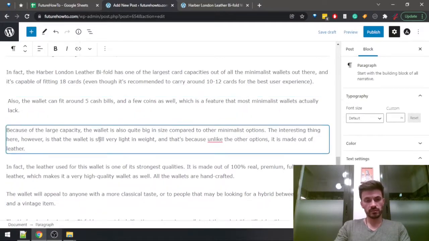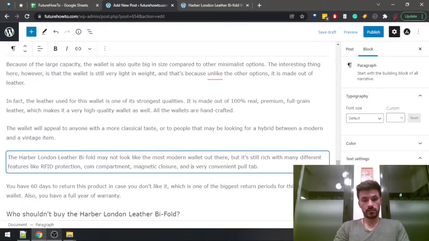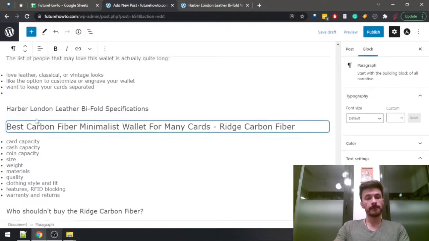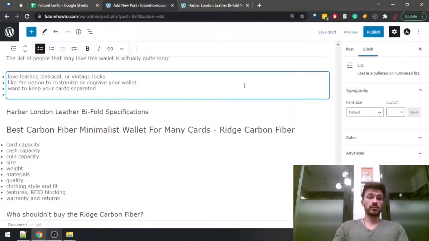Where's the part with the features? Coin compartment, magnetic closure, the option to keep your cards separate. Want to keep your cards separated. Want a safe and secure wallet. Want RFID protection and increased security.